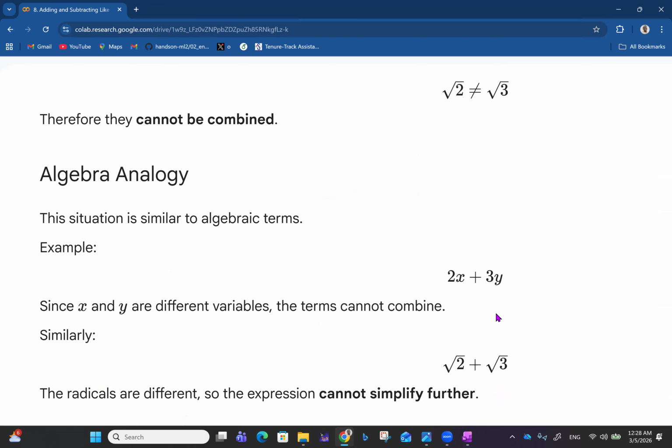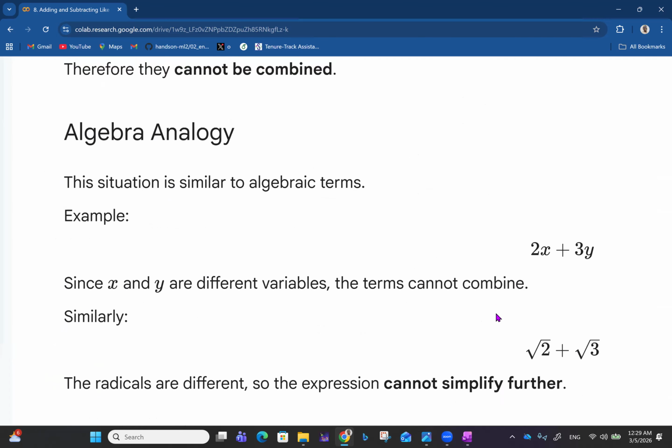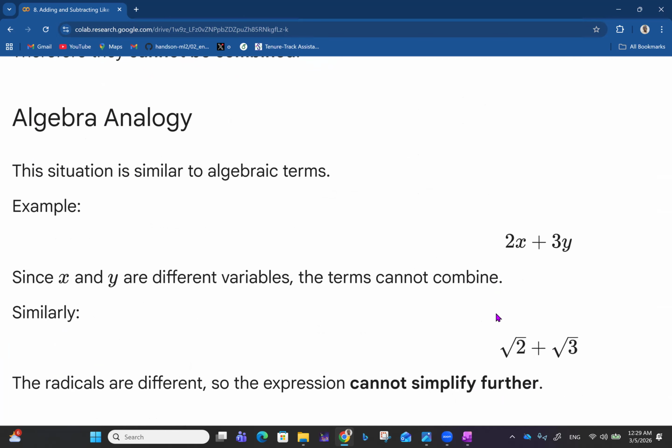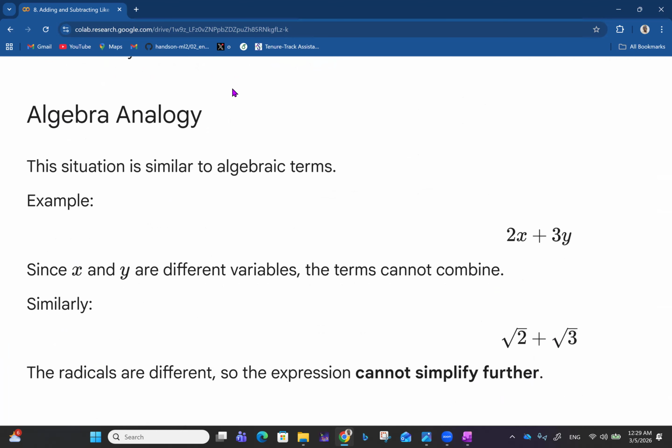So we have an algebra analogy for this. Just like I talked about adding oranges before, 2 oranges plus 1 orange gives you 3 oranges. But you cannot add oranges and apples, right? So 2 oranges plus 3 apples cannot be added. You just leave it like that.